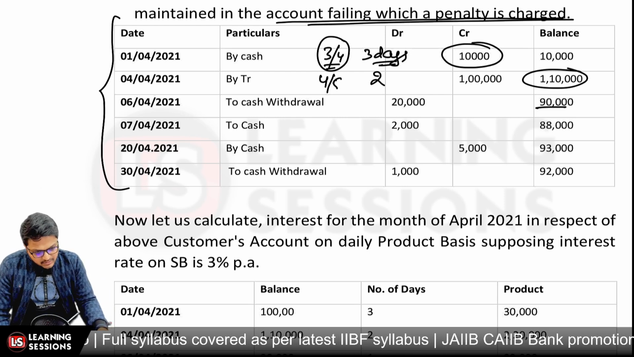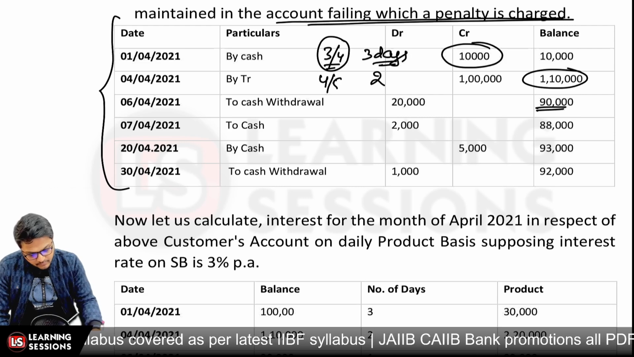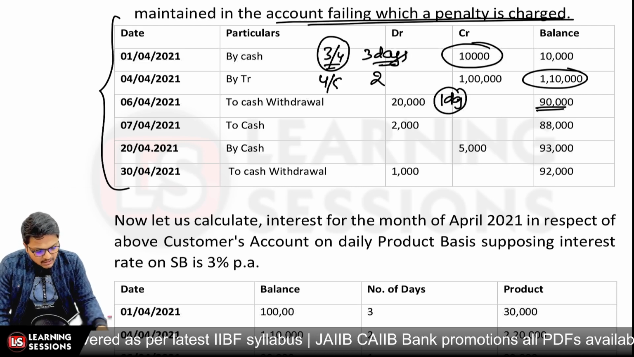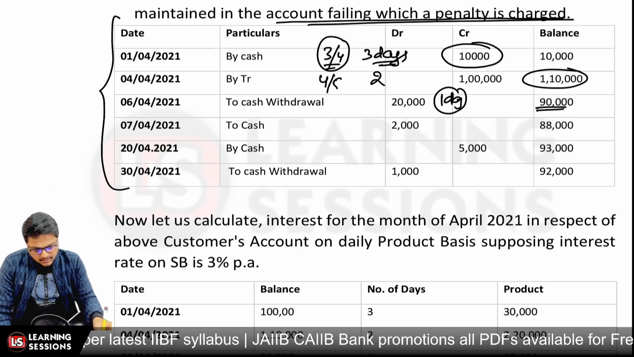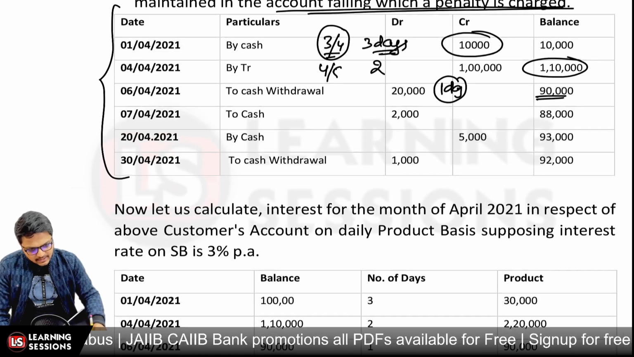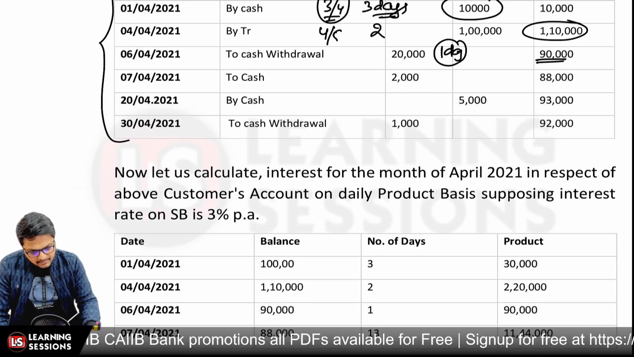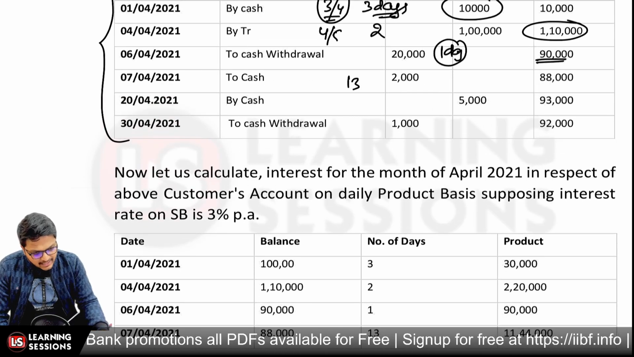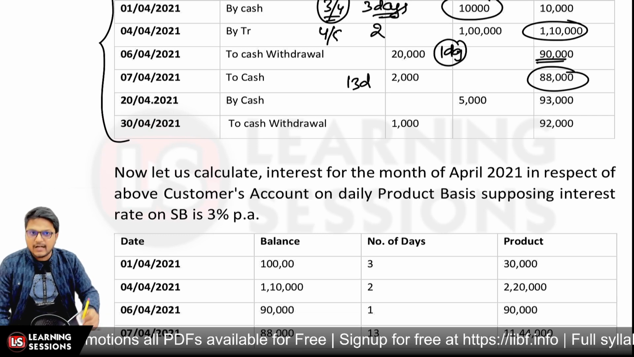Now 90,000 was there for 1 day. For 1 day, the balance remaining was 90,000, and from the 7th to 19th, that is almost 13 days, the balance was 88,000 rupees, right?